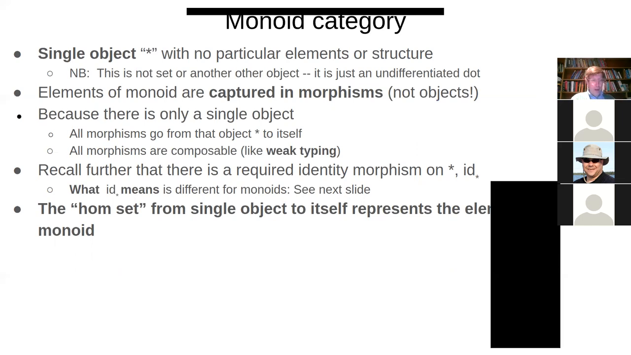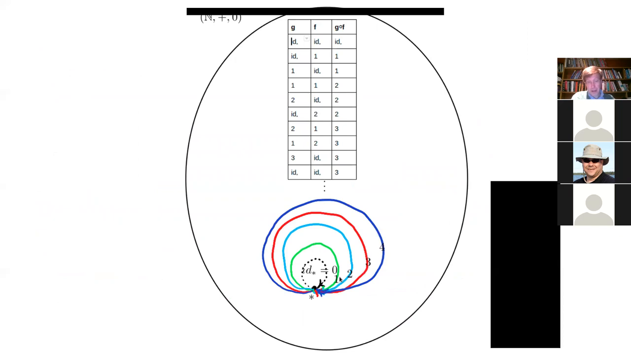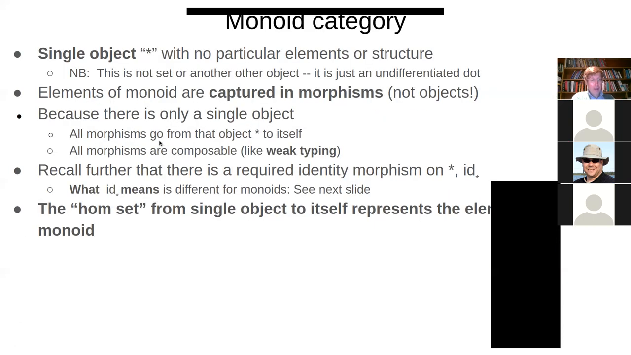So here we have an extremely simple category by virtue of the fact that it's a single object. There's no particular elements or structure to that object. It's just a sort of monolith. It's just undifferentiated. And elements of the monoid, true to the spirit of category theory here, are captured in morphisms, not objects. So it's really the morphisms here that delineate the elements of the monoid. Because there's only a single object, all morphisms go from that object, star, back to itself. They're all circular. And by virtue of that, they can all be composed with one another.